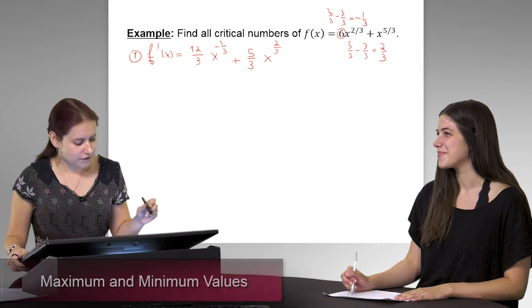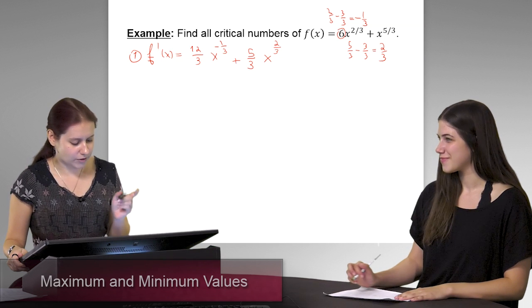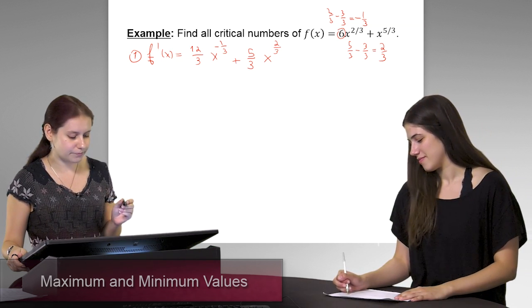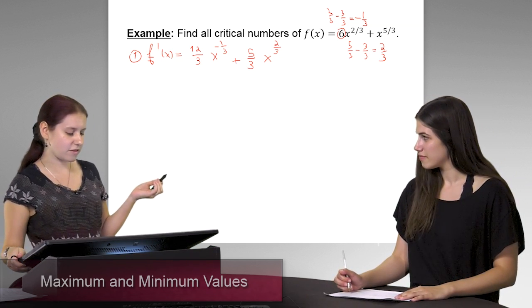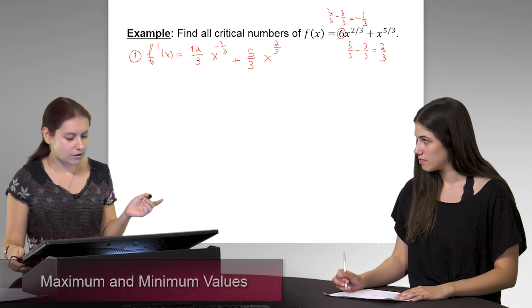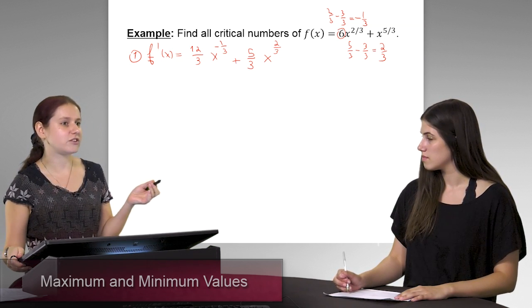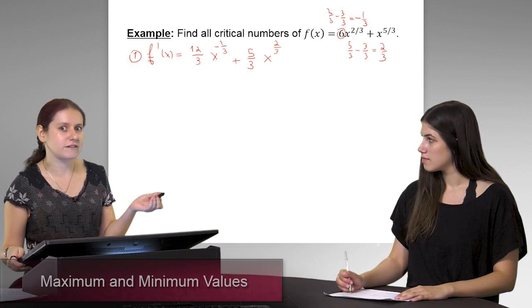Here it is. So this is my derivative. And my goal is to find zeros and find when the derivative does not exist. Usually, it's a very good suggestion to factor something out.